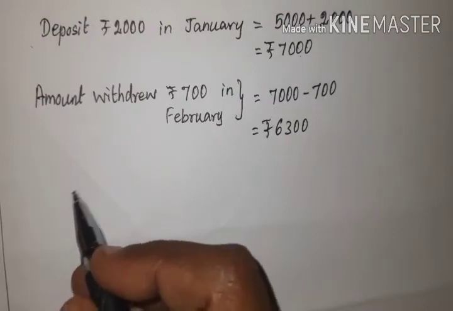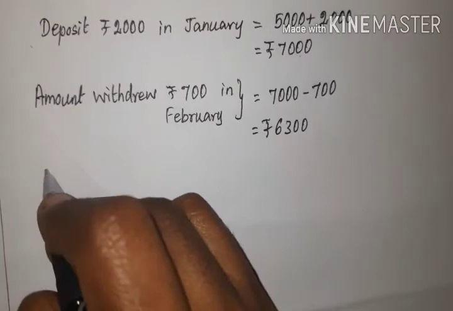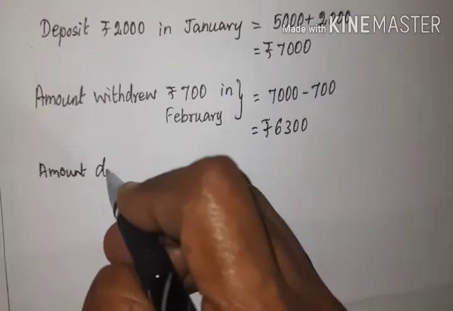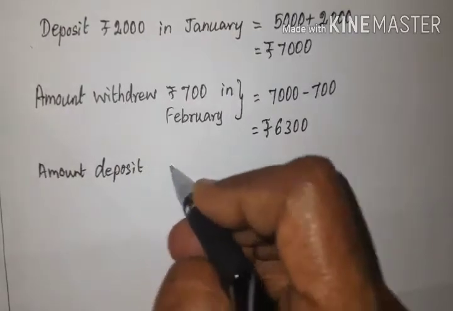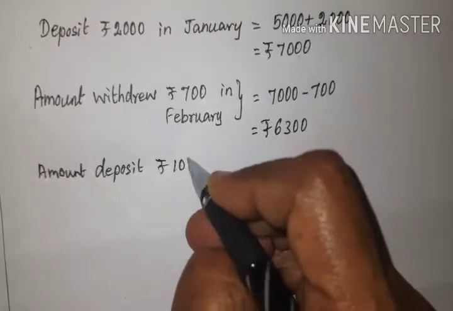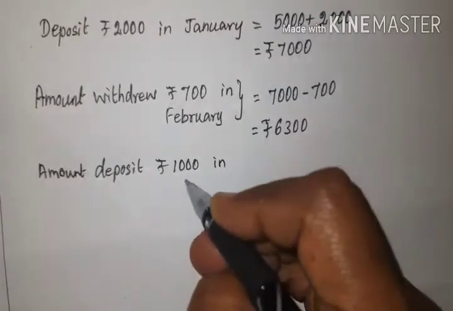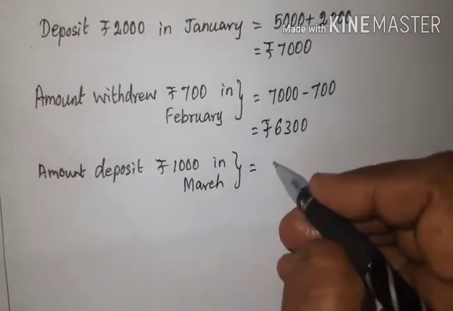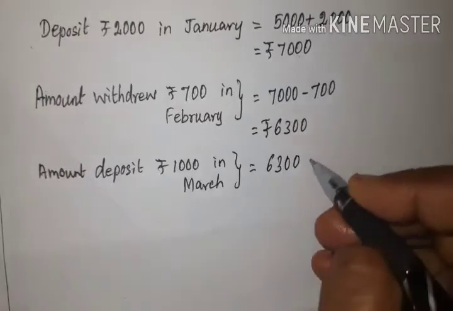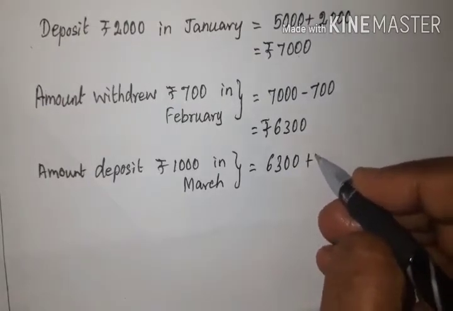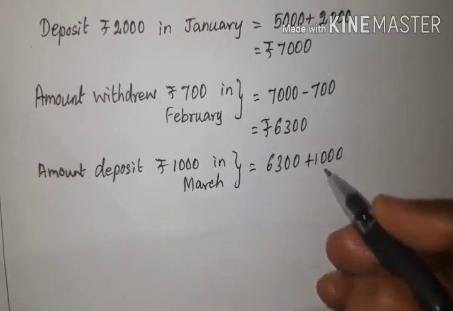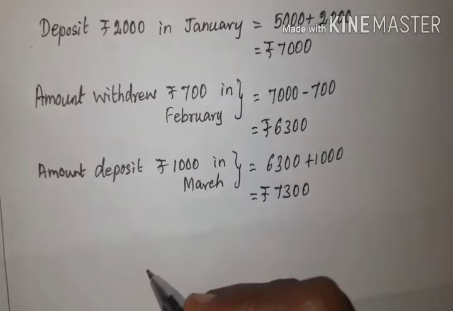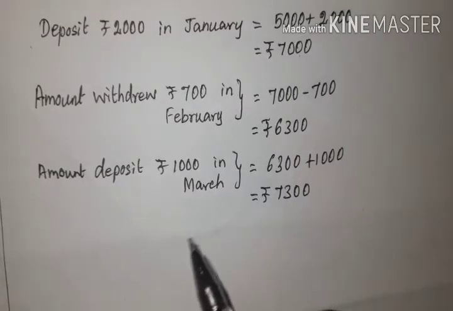Amount deposit rupees 1000 in March. Deposit plus the value, 6300 plus 1000 equal to rupees 7300. Next, withdraw 500.